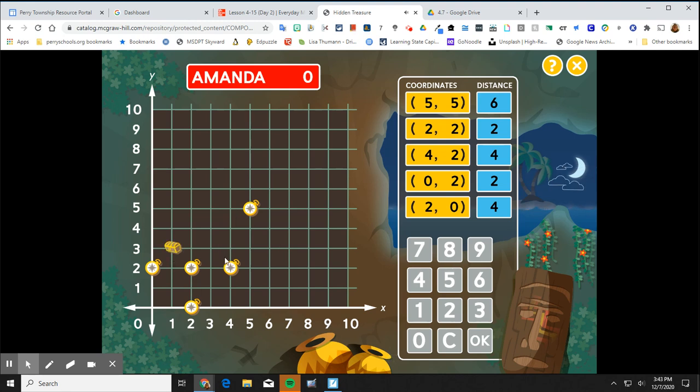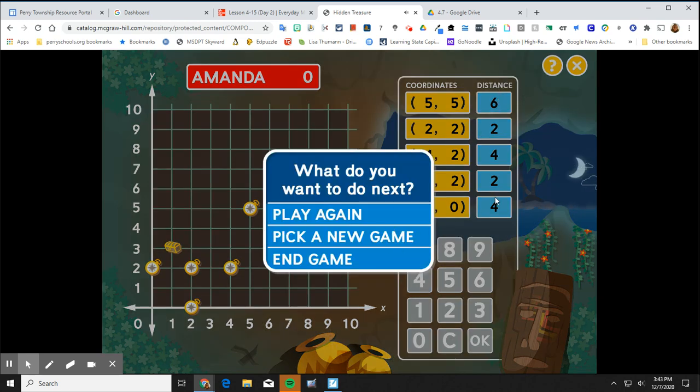Okay. Do you see though how I use playing hidden treasure? I use the distance over here in the right column to help me figure out that I was in the right area. So you can play again.